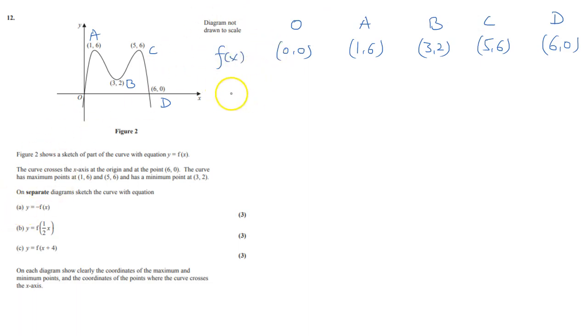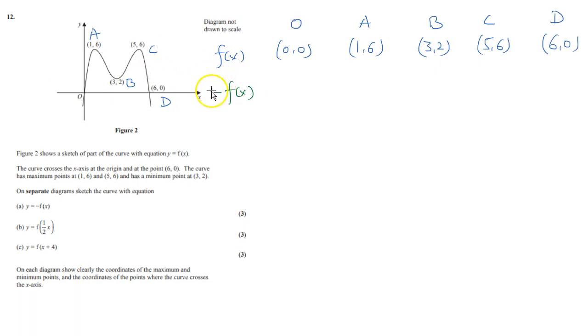First operation is y is equal to minus fx. So whenever there is a number outside fx, in the form of afx, it will only affect the y-axis. It will not affect the x coordinate. So this will be 0, this is 1, this is 3, this is 5, and this is 6. It will remain like this.